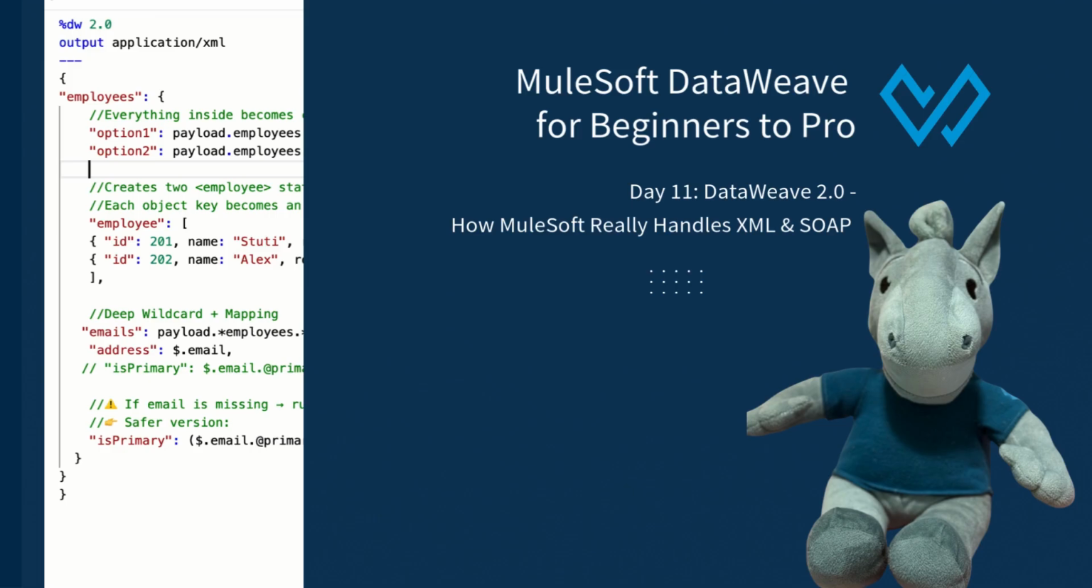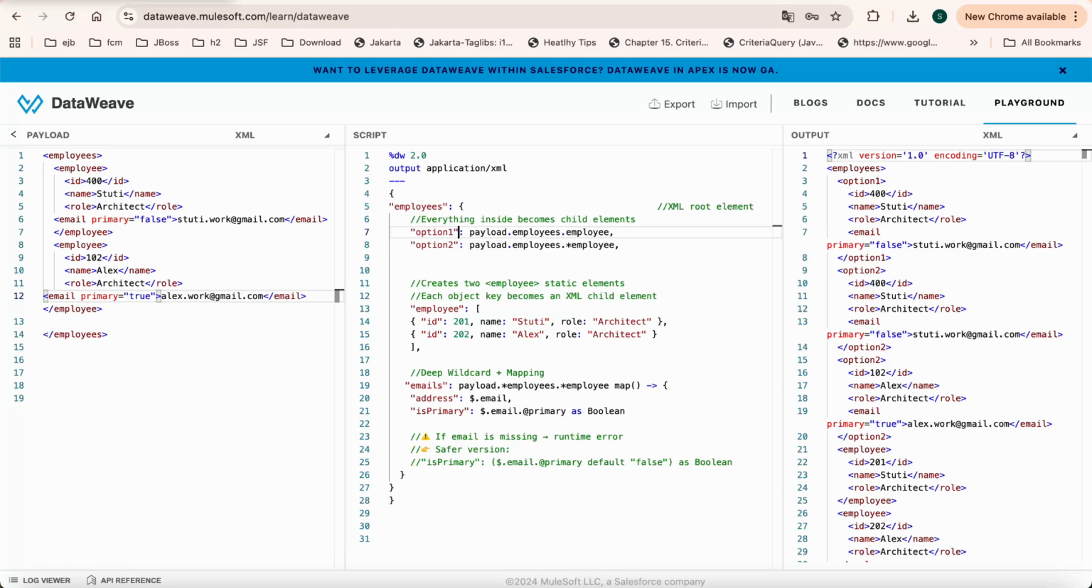Let's get started. Script 1. XML output, wildcards, attributes. We begin with script 1, where the goal is to generate XML output while navigating existing XML using both strict paths and wildcard selectors.